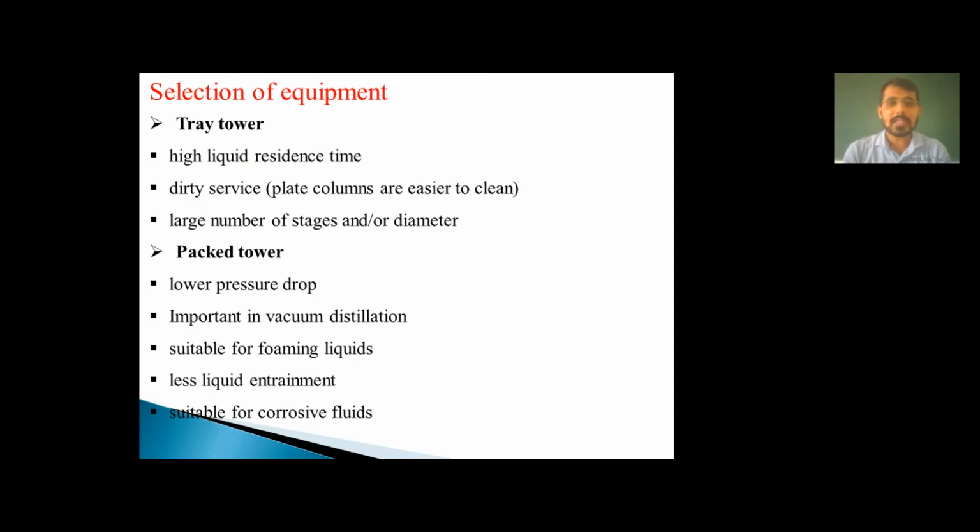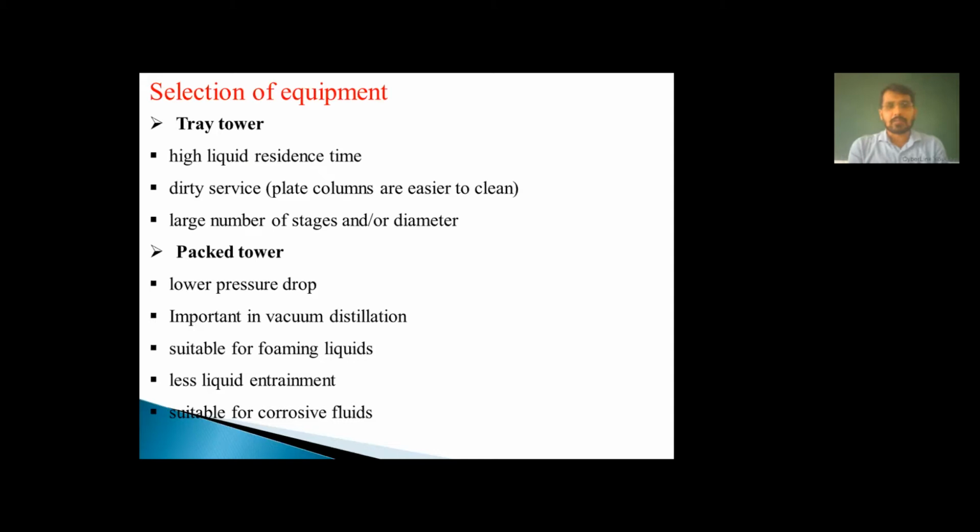After that, dirty services. Means plate columns are easy to clean as compared to pack tower. Means selection of equipment is in such a way that if the separation requires high liquid residence time, we can go for the tray tower. After that, if the separation is dirty in nature, then we will go for the tray tower, because plate columns are easier to clean. Plate columns are nothing but tray towers. And last one, large number of stages or diameter. We know that if a large number of stages are available, better separation is possible.